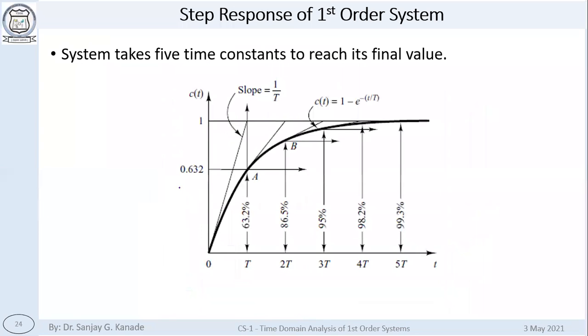Here in this graph, you can keep a snapshot of this graph with you. The time constant: when this small t is equal to capital T, the output is 63.2%, that we have seen. Okay. When the time is 2T, the output is 86.5% of the final value. When it is 3T, it is 95%. When it is 4T, it is 98.2%. When it is 5T, it is 99.3%, and likewise.